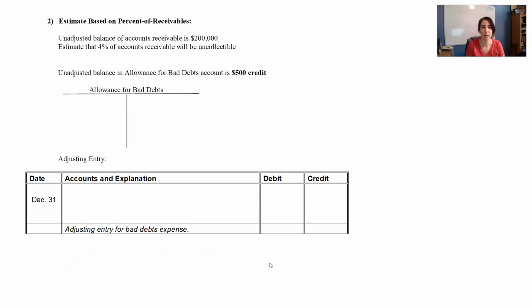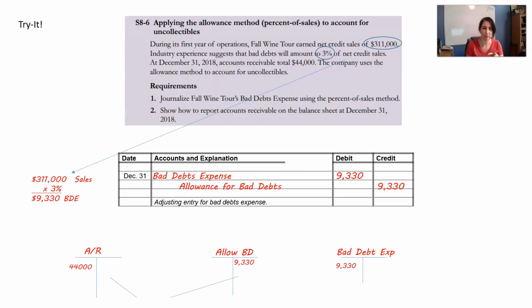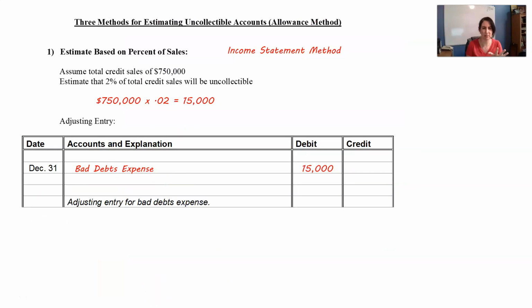Okay. All right. Estimate based on a percentage of receivables. Now we're into the balance sheet methods. With the balance sheet methods, what we have to do is we look at receivables. As before over here, this was just a percentage of credit sales, right? We knew this was our sales, $750, 2% of that we're saying is uncollectible. That's all the math we have to do, and we just book it.